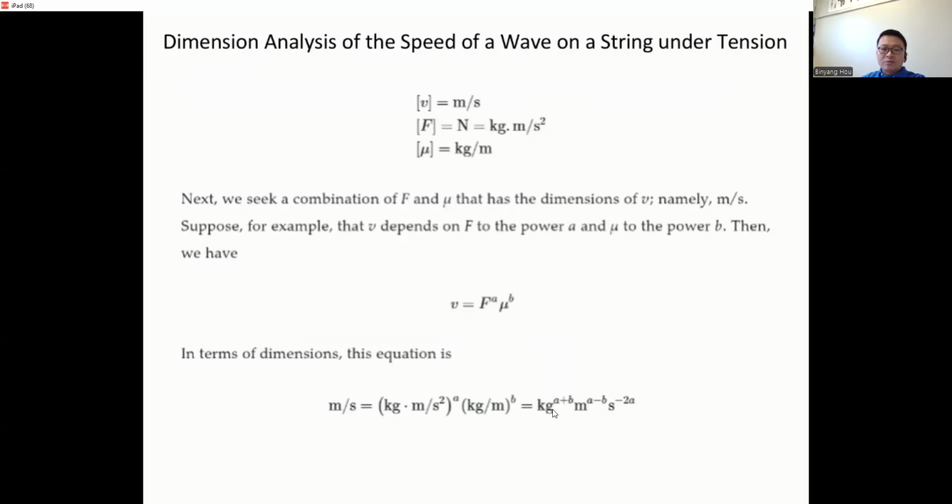We see that there's no kilogram on the left side, so that means a plus b should be 0. So we can get a few expressions here: a plus b should be equal to 0. a minus b should be equal to 1, because meters on the left-hand side is just meters to the power 1. I meant 1, not 0. So let me see if I can erase that.